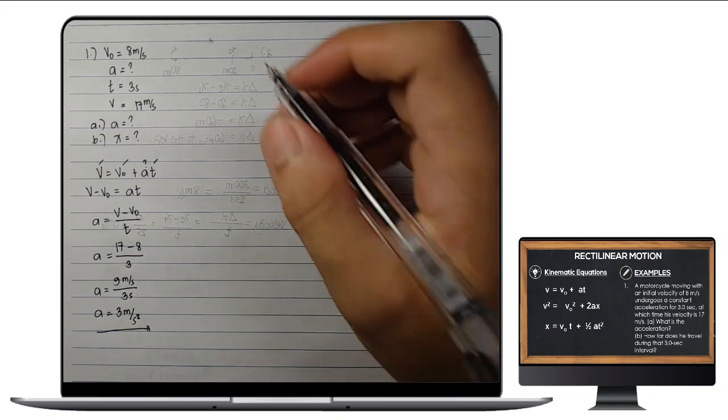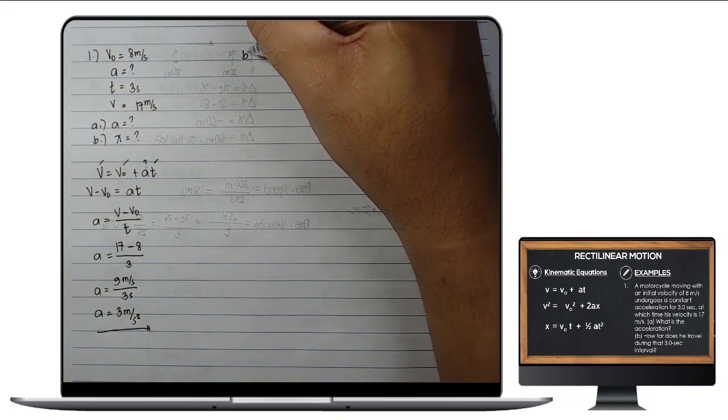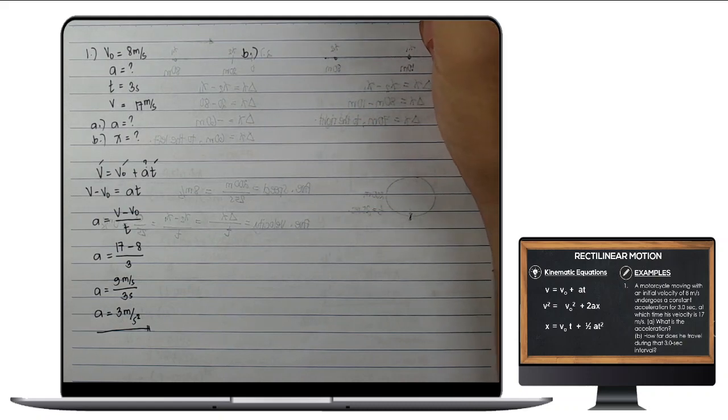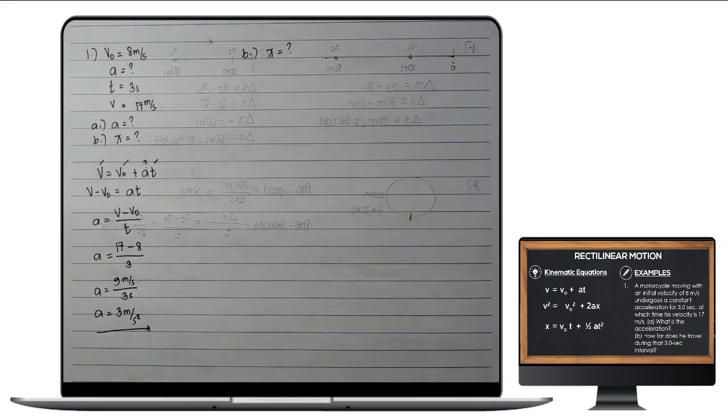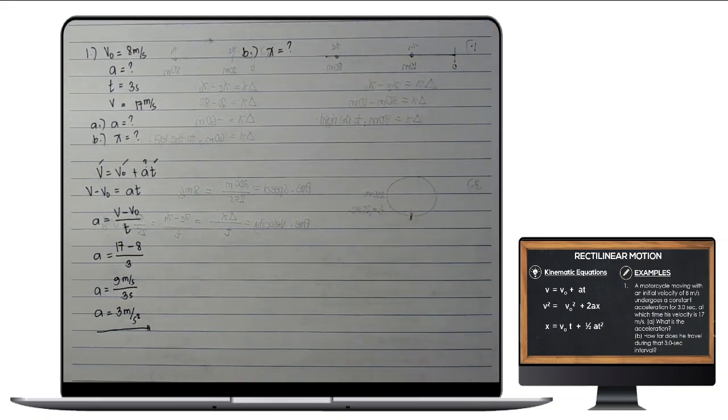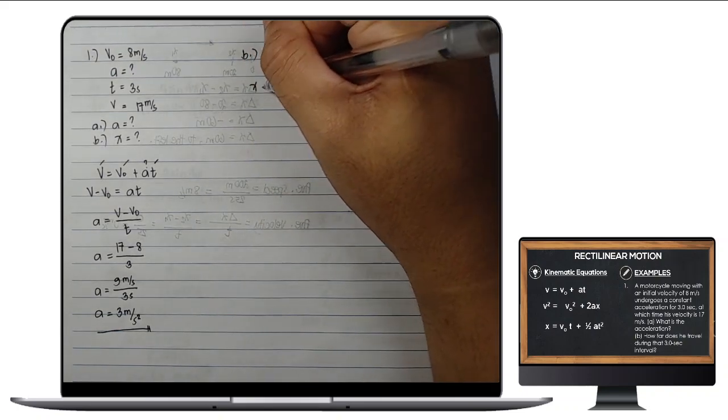Then let's have letter B. Pinapahanap na padalawa. So in letter B, how far does he travel during that 3-second interval? So hinahanap yung X. So with that, since we are given the acceleration already, we may use any of the two: the first formula or the second formula or the third formula. Okay? So let's try the third formula first because direct na yon.